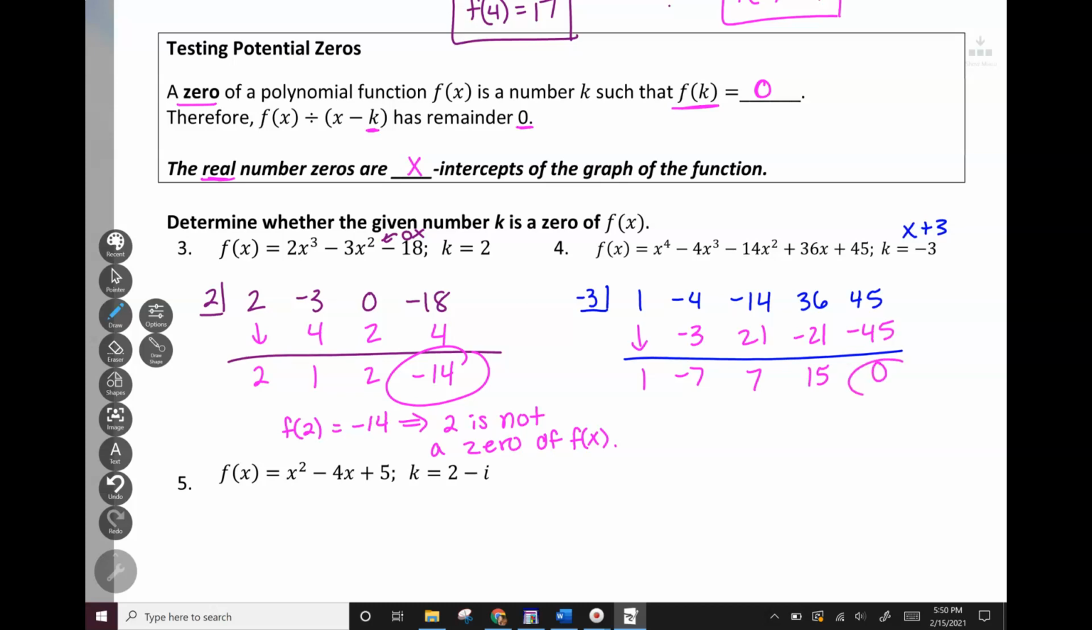All right, so my remainder on this one actually came out to 0. So this means f of -3 equals 0 by the remainder theorem. Therefore, -3 is a 0 of f of x. Perfect, so that's what we're looking for. -3 is a 0. -3 is an x-intercept if you're looking at the graph of that function.